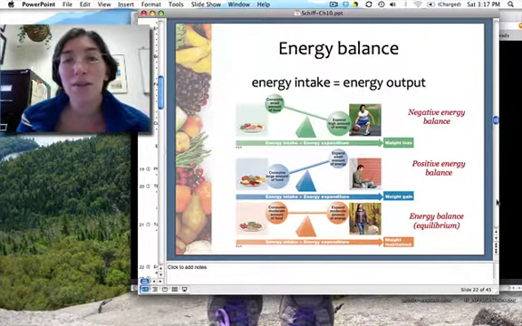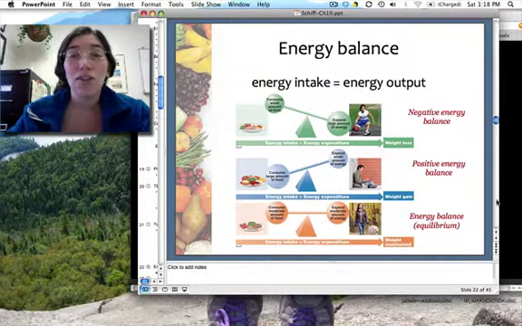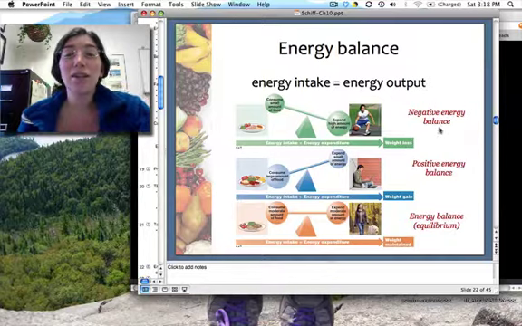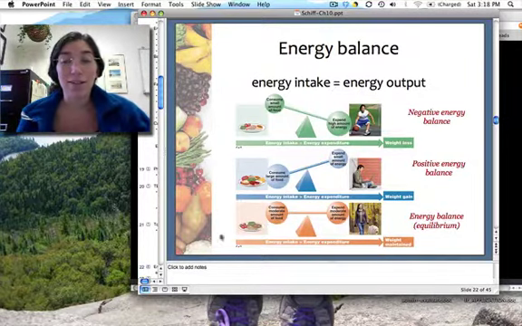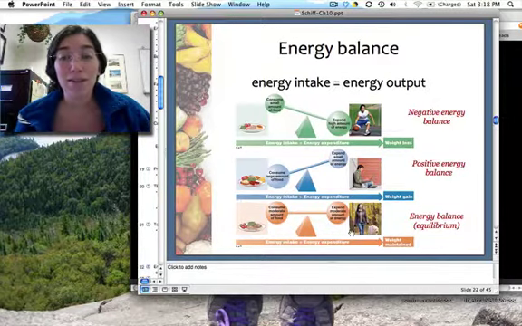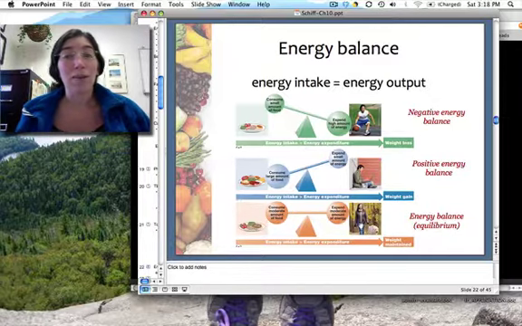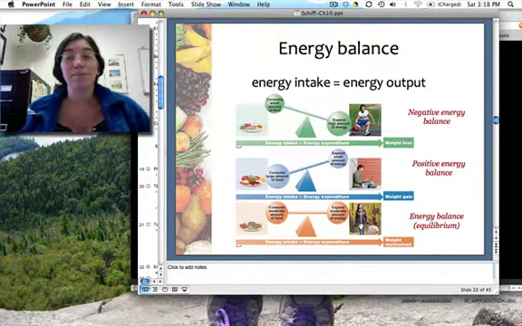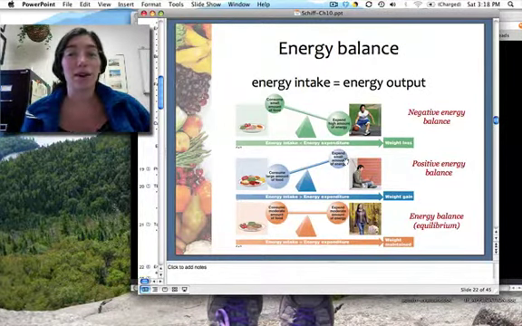Okay, so when it comes to weight and energy, essentially we strive for energy balance. We want our energy intake to equal our energy output. When that happens, in this orange scenario down here, when you have energy balance, you are consuming the same amount of food, the same amount of calories that you are burning, so you maintain your weight. If your energy is out of balance, it leads to weight gain or weight loss.